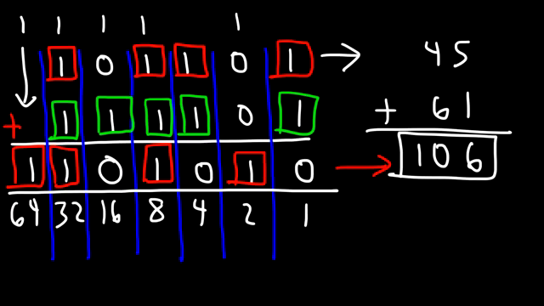So this is the final answer right here. 1101010. And so now you know how to add binary numbers. As you can see, it's not very difficult, and it's pretty straightforward.